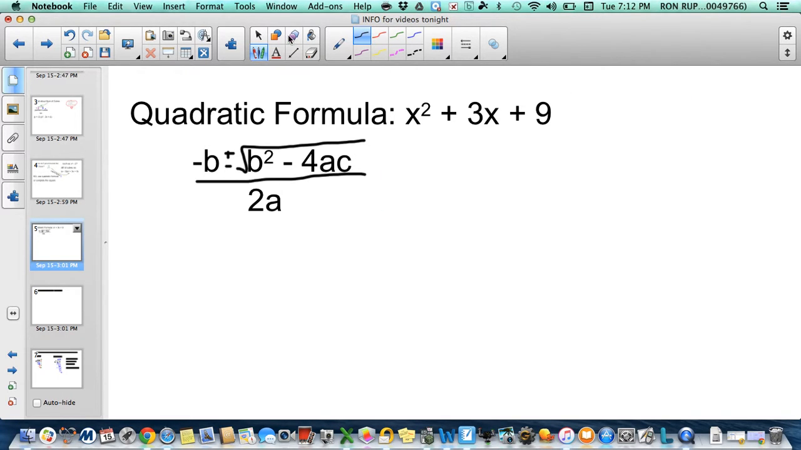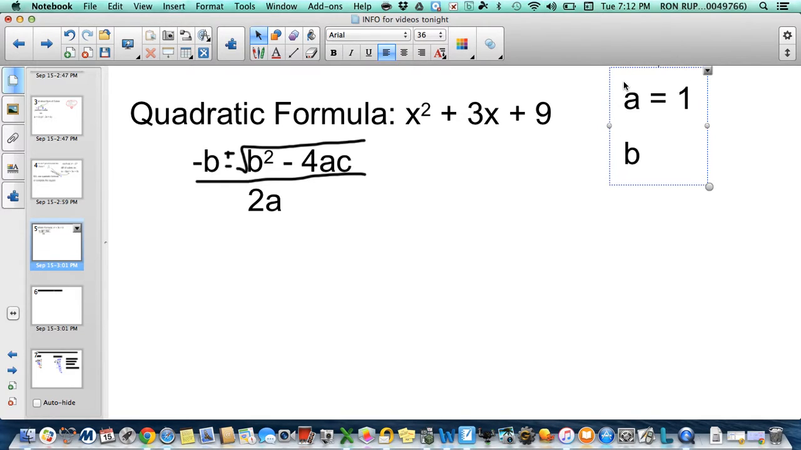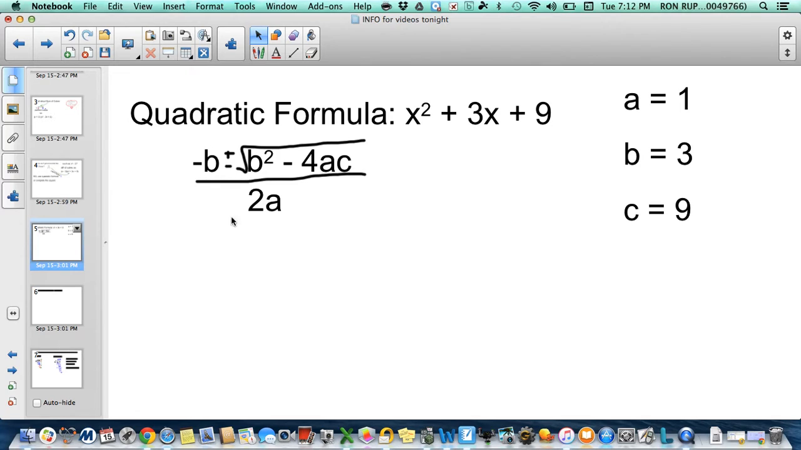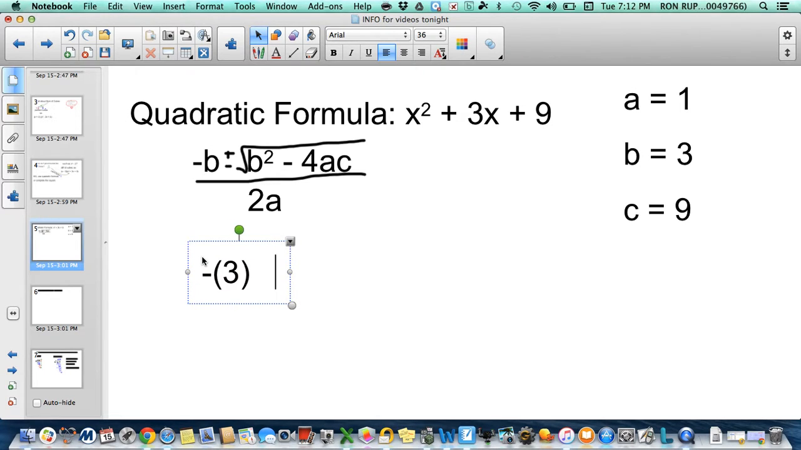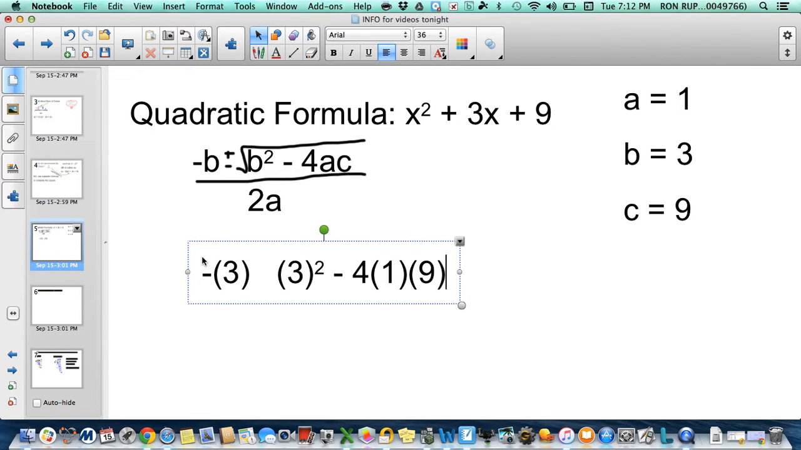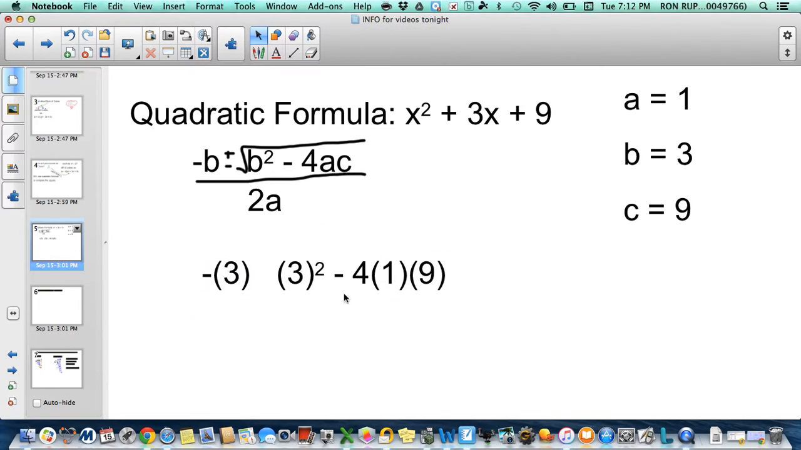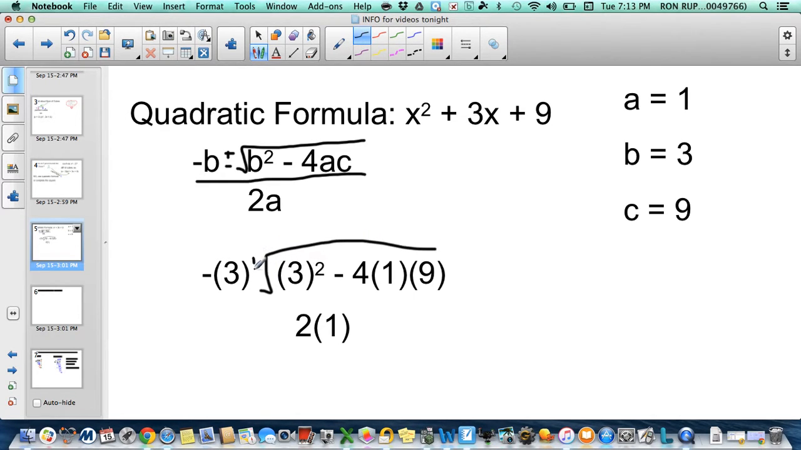So now we need to write down what a, b, and c equal. A is 1, b is 3, and c is 9. And we just substitute these values in for our equation, and so we should get opposite b plus or minus the square root of b squared minus 4 times a times c, all of that over 2 times a. So we're going to have the square root of this and plus or minus here and a fraction bar there.